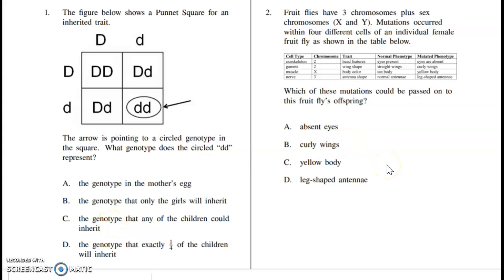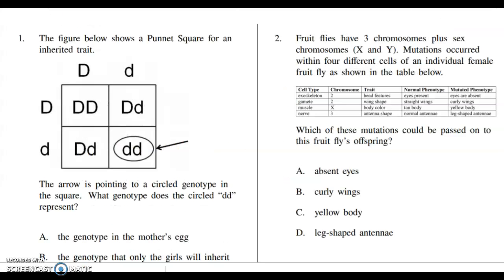Okay. 2 says fruit flies have 3 chromosomes plus their sex chromosomes, X and Y, for 6 chromosomes. Mutations occur within 4 different cells of an individual female fruit fly as shown in the table below. Which of the mutations could be passed on to the fruit fly offspring? Let's see if I can make that bigger. That's a little bit bigger so we can see. Cell type: exoskeleton, gamete, muscle cell, nerve cell. And this is the normal phenotype and the mutation that happened. Okay. It says, which of these mutations could be passed on to the offspring?